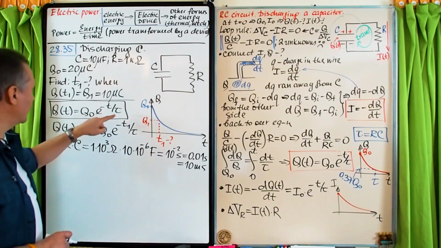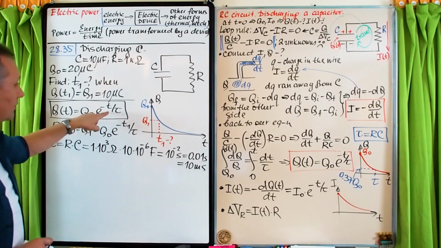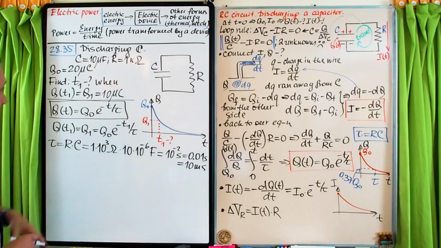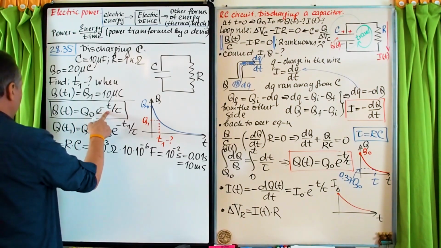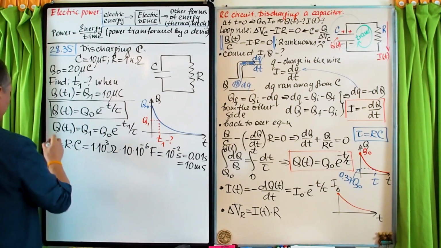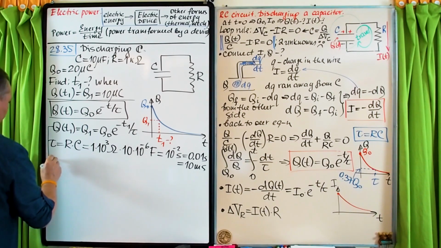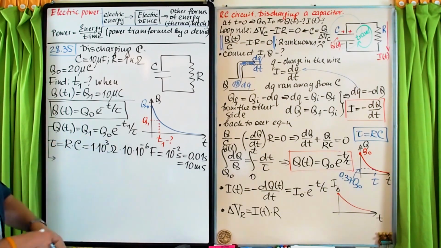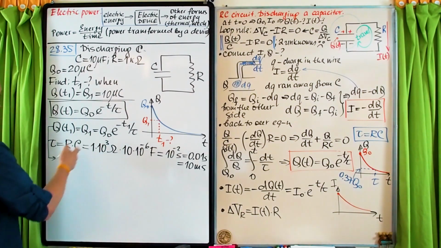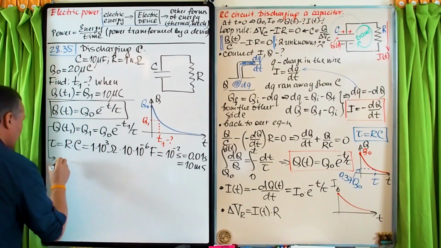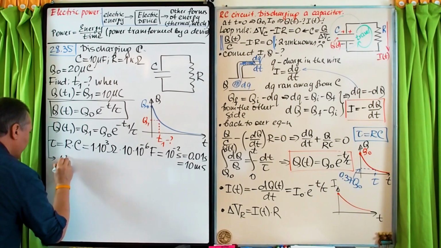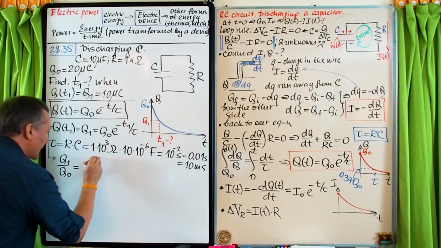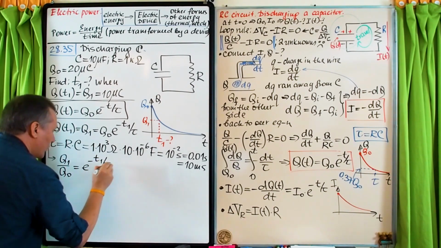Okay, so now we're all set. We know tau, so we just need to solve it for t. So this is our formula. Let's just massage it a little bit. Basically, we need to just turn this equation inside out. First I'll take q naught to this side. So it will be q1 over q naught equals e to the power of minus t1 over tau.